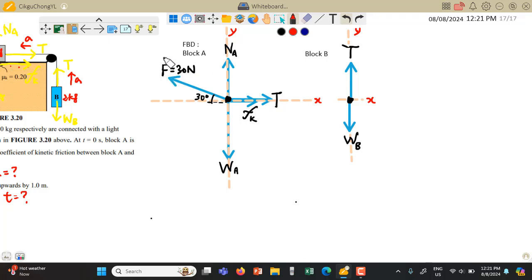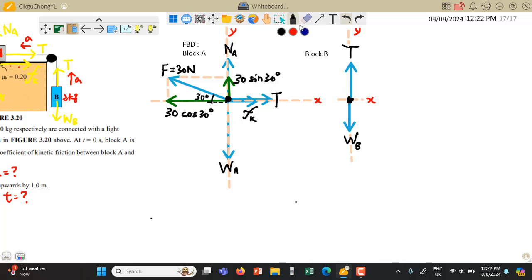But then the external force, 30 Newton, is at an angle of 30 degrees. So we can resolve it into two perpendicular components, component x and component y. The x component of the applied force, 30 Newton, will be 30 cos 30, and the y component of the applied force 30 Newton will be 30 sin 30.